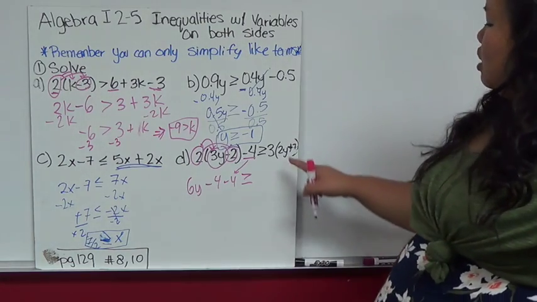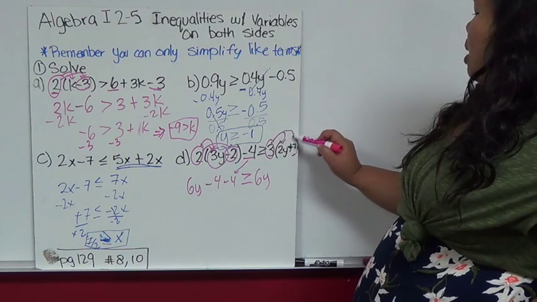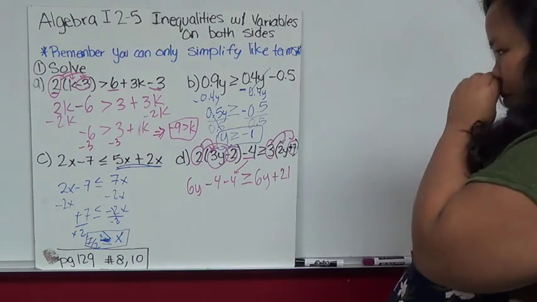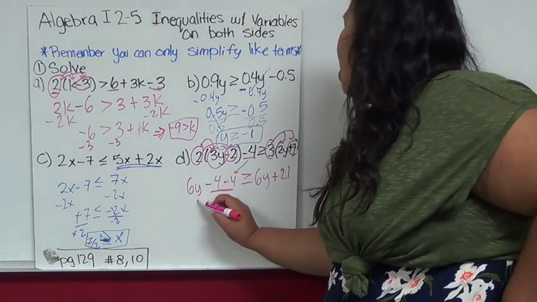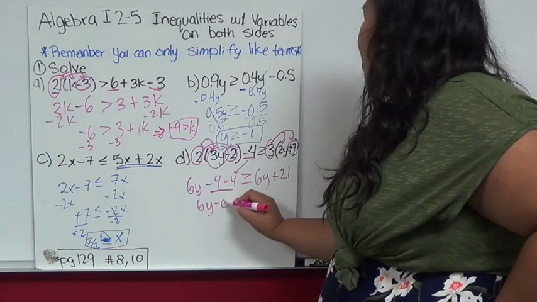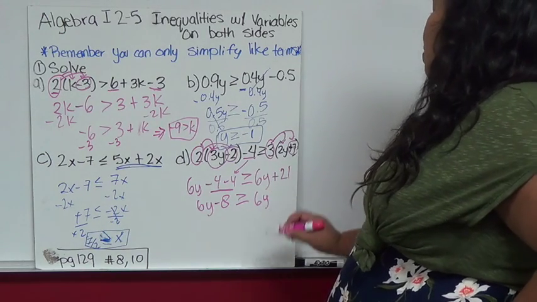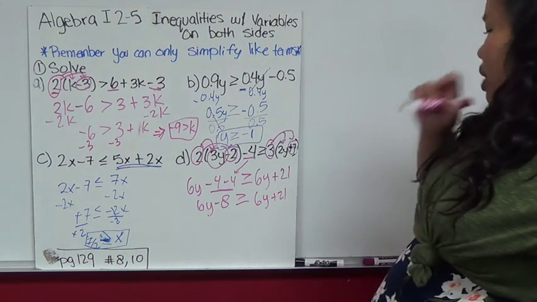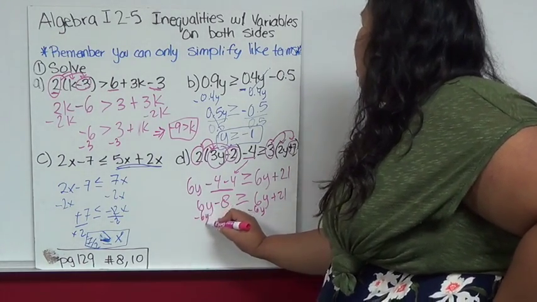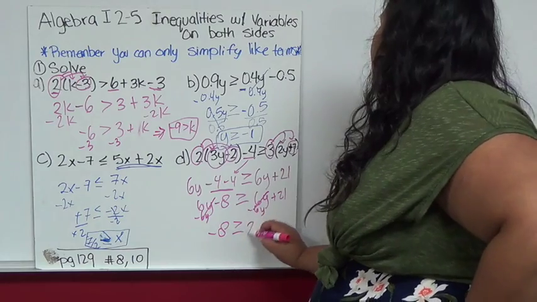So then it's this. 3 times 2y gives me 6y. And 3 times positive 7 gives me positive 21. All right? So these are like terms right here, so I'm going to bring everything else down. 6y. Negative 4 minus 4 gives me negative 8, which is greater than or equal to 6y plus 21. Now, let's bring negative 6y to the other side. Okay? This cancels out, this cancels out. This gives me negative 8 is greater than or equal to 21.